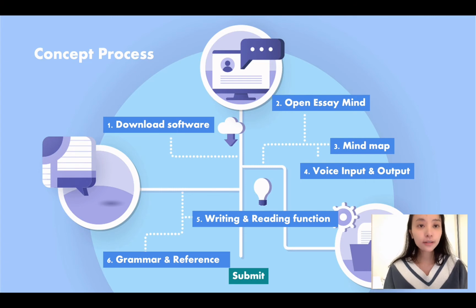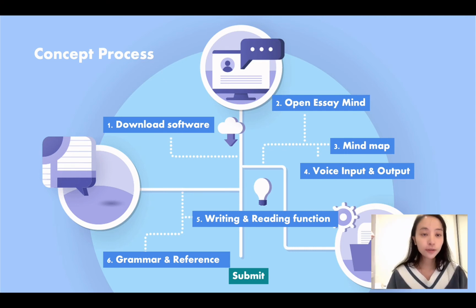In the concept process, the first step is to download the software and open SCMind. Use the mind map. During the whole process, the user can use voice input and output, and the writing and reading functions. The last part is the grammar and the reference. So the user can easily finish those steps and submit the essay.